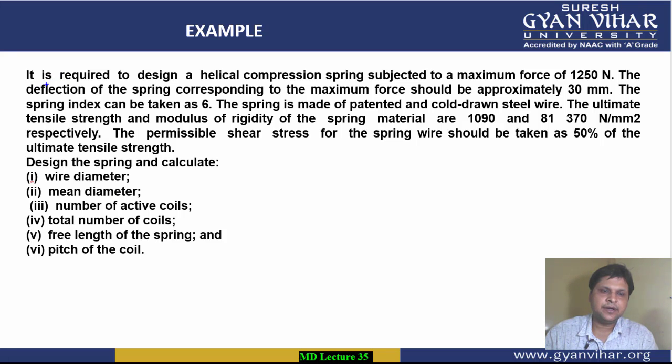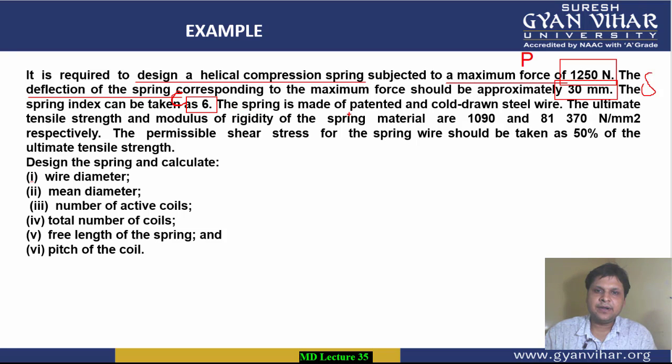The numerical is saying that it is required to design a helical spring. So basically we are going to design a helical compression spring, and it is subjected to a maximum force of 1250 Newton. This is the maximum force, meaning this is the value of P. Then the deflection of the spring corresponding to maximum force is also given to us. The maximum deflection, del, they have given as 30 mm. The spring index can be taken as 6. The value of spring index, capital C, is also given to us.